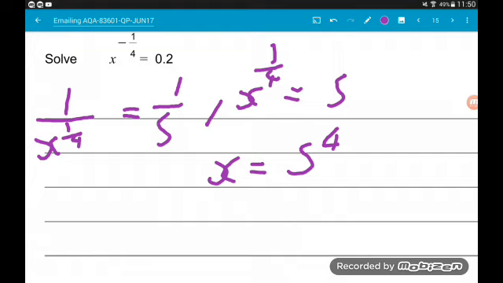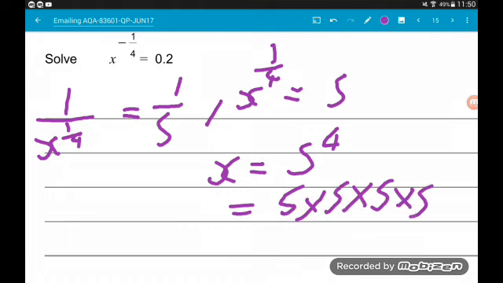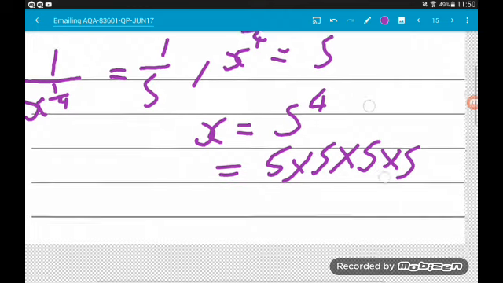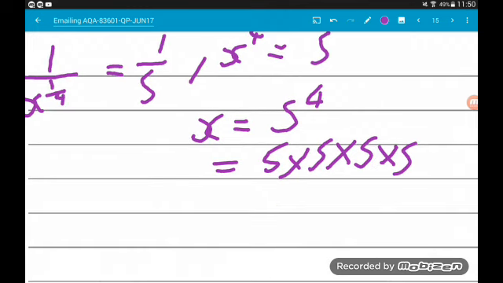They haven't asked for this to any specific degree of accuracy, so maybe that would be alright, but just to be safe, 5 to the power of 4 means 5 times 5 times 5 times 5. 5 times 5 is 25, times 5 is 125, and 125 times 5 is 625. X is 625.